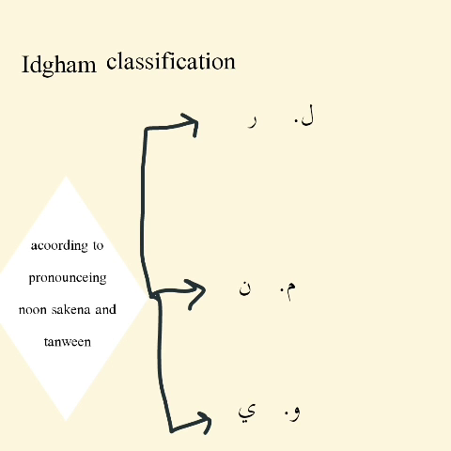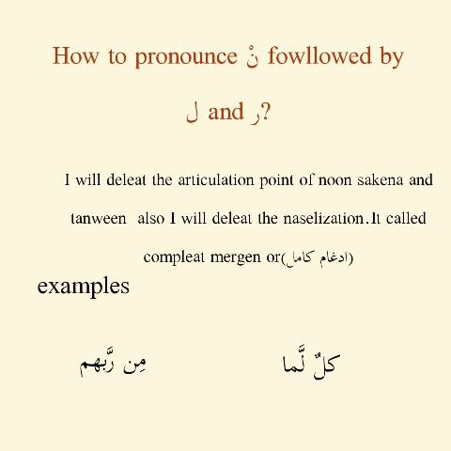before that we have to classify idgham according to the pronouncing of nun sakina and tanween. It has three different ways. The first one is with lam and ra. So the nun sakina will be pronounced in a different way when it's followed by lam or ra. When it's followed by mim and nun, it will be in a different way. And also with waw and ya, it will be a different way. Three different ways.